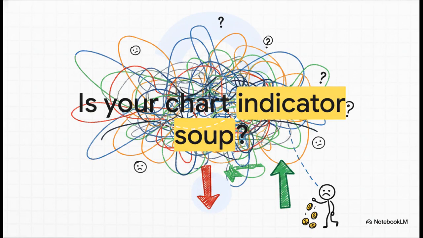Let me ask you a question. Is your stock chart an indicator soup? Covered in so many overlapping lines and colors that you can't even see the actual price? Or, even worse, are you trading against the overall market trend without even realizing it? These are massive pain points for beginners. It's so easy to feel overwhelmed by all that data and end up making really costly mistakes. Well, we're going to clear all of that up right now.